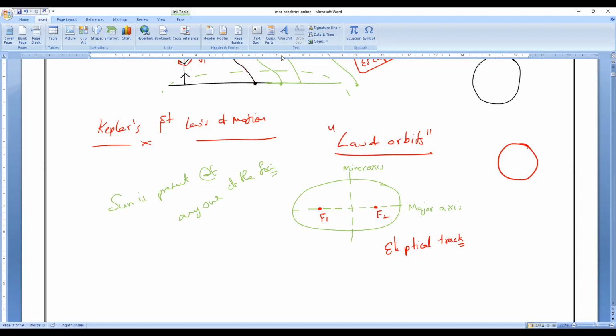What is Kepler's first law? Are you trying to get it? What I'm saying? Yes, everybody? Please respond. Yes. So Kepler's first law says that the sun is present at any one of the foci and planets are revolving around the sun in which path? Everybody? Elliptical path. That is what we call Kepler's first law of planetary motion.